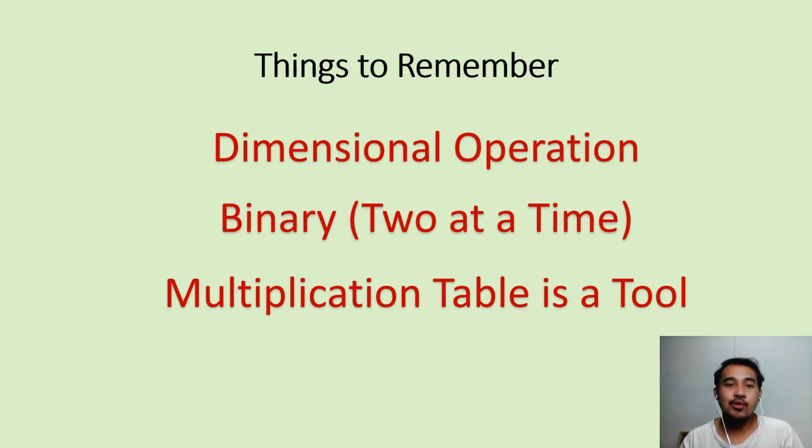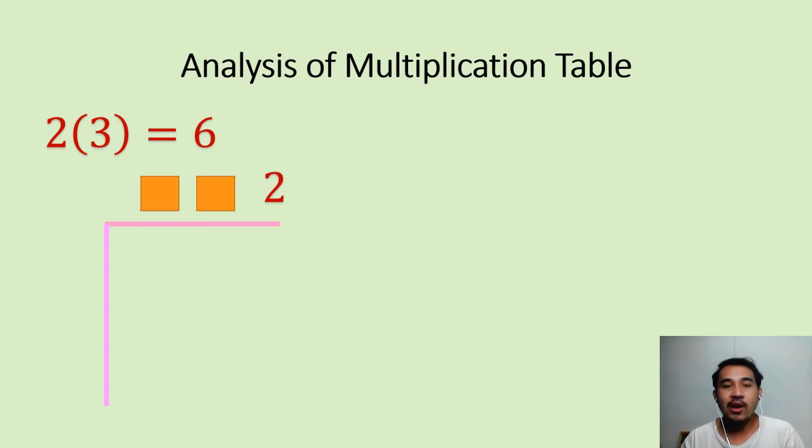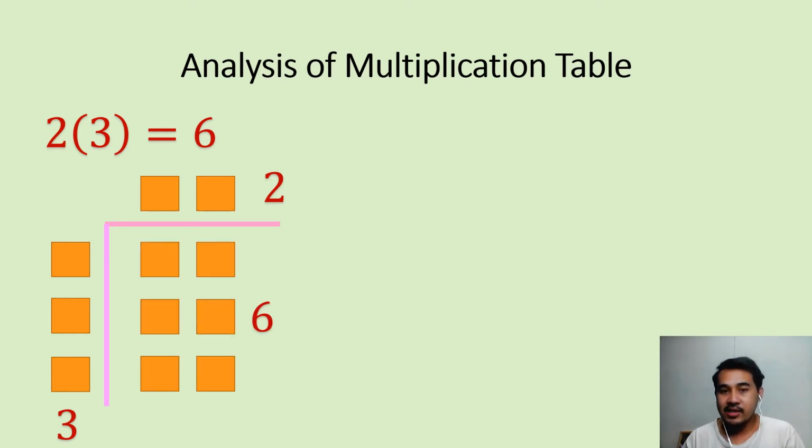Now, in this presentation, we have orange as positive 1 and yellow as negative 1. Let's have an analysis of the multiplication table and a model. An example is 2 times 3, that is 6. Let's have this as a dimension. So you have 2, you have 3, and the product is 6. That's how you do the modeling.